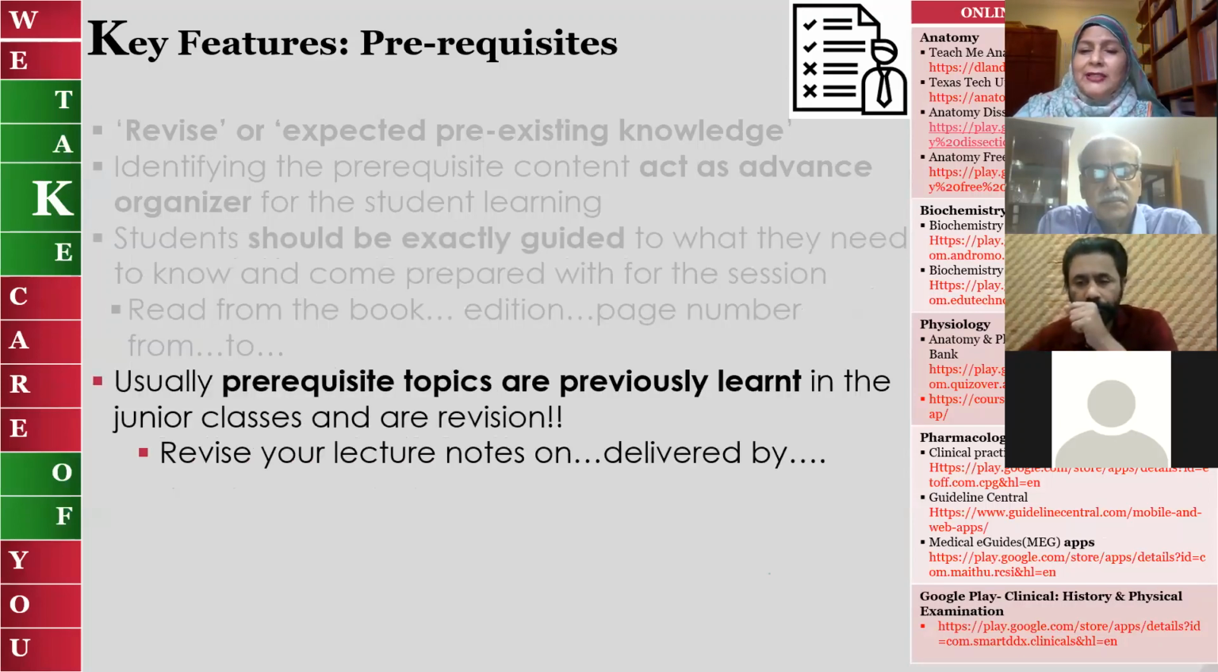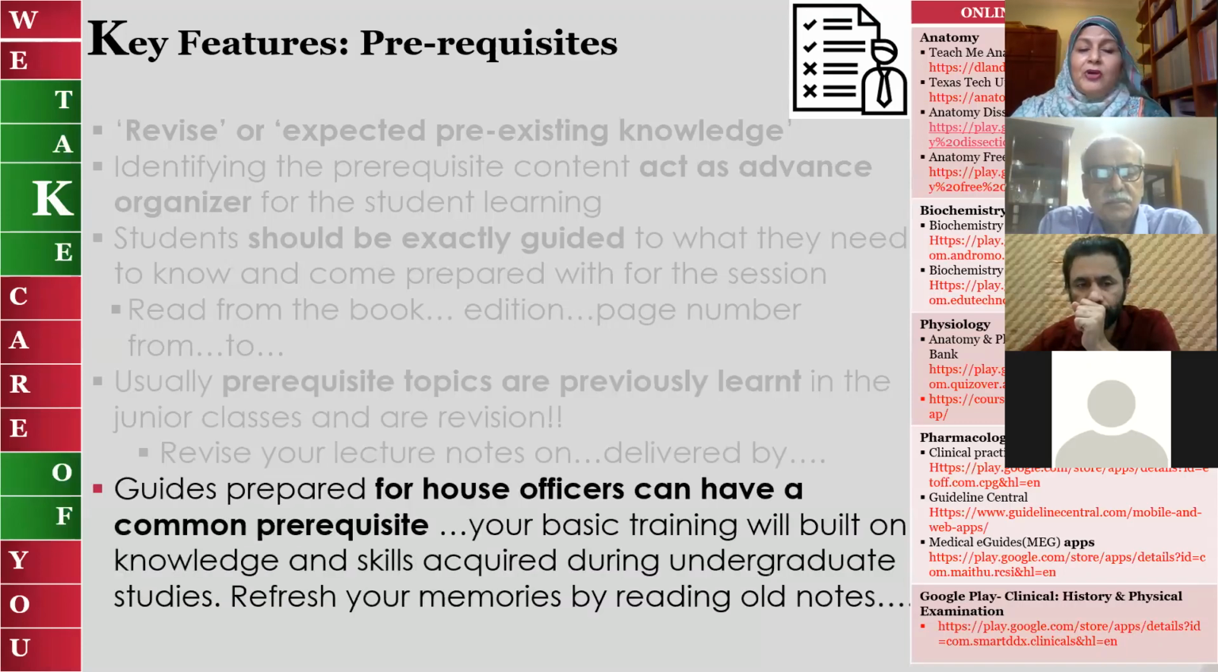Usually it's a previously learned topic, so you ask the student to go back to my previous session and study this thing to come for this class, because that knowledge is going to help you in understanding the next session. Guides prepared for house officers, for example, can have a common prerequisite in which you tell them that whatever you have learned in the preclinical, in the undergraduate stage, this part is relevant for you to excel in, for example, your medical rotation or your surgical rotation, etc.